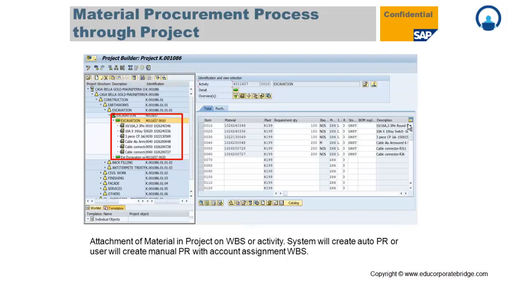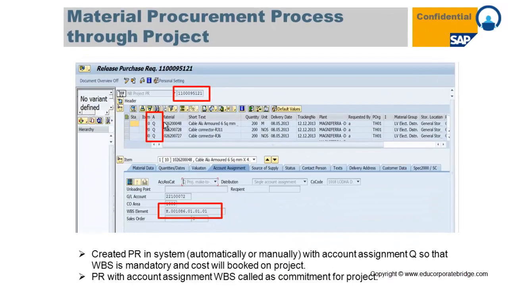You have a requirement quantity. So after attachment of the material, either the system will create an automatic PR, that is, once you allocate the material, the system will automatically give you the purchase requisition, created in the background basically. Or you can create a manual PR with reference to that particular WBS and material, with account assignment, of course, WBS. So let's see how the material procurement process happens through the project.